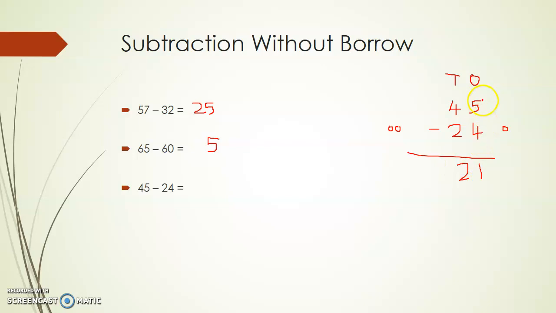In the ones place we start with 5 minus 4, and count up to the smaller number, that is, whichever number is being subtracted, count up to that number. So after 4, 5, 1. Similarly, to do 4 minus 2, count from 2 to 4. 2, 3, 4. So the difference is 21.